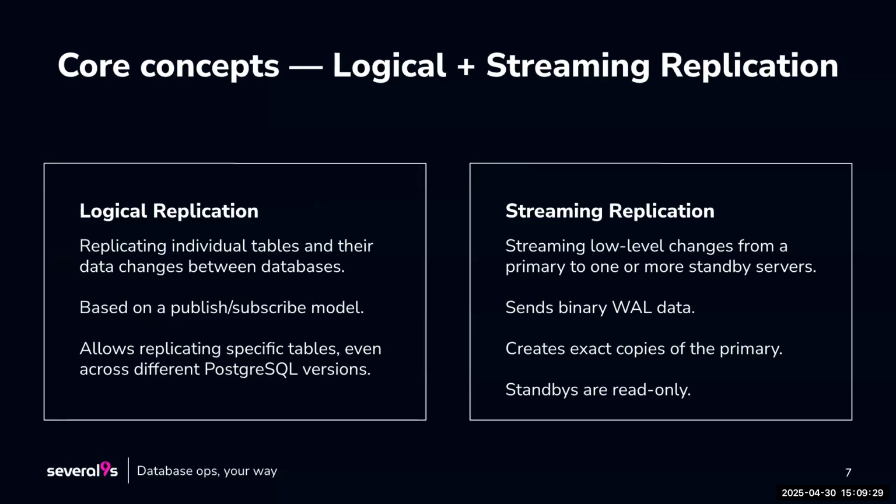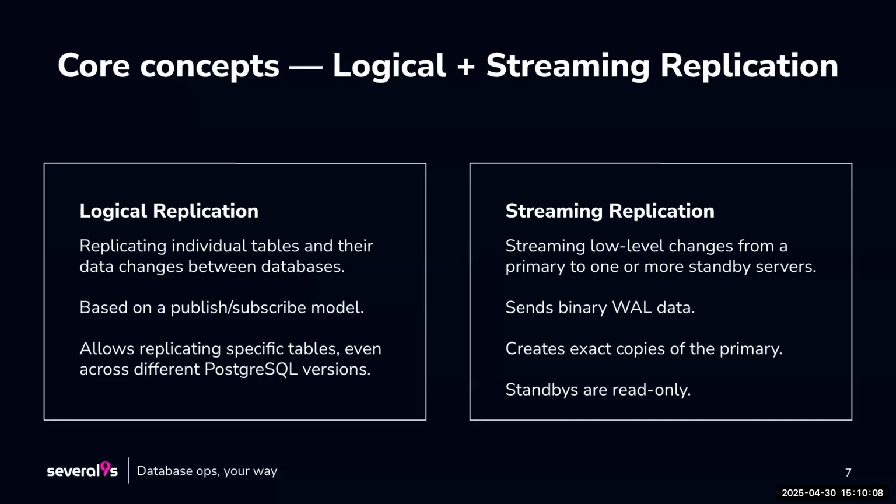Logical replication is a method or model of replicating tables and data changes between databases, like inserts and updates. And it's based on a publish and subscribe model. It allows replication of specific tables, even across different Postgres versions. You don't need to replicate all the data. You can choose what to replicate. And this is logical replication.